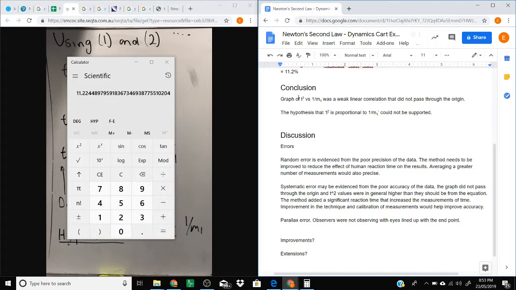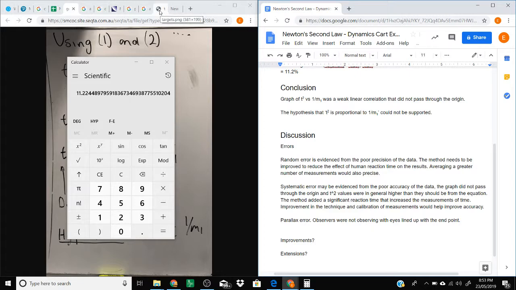Okay, conclusion. A graph of t-squared versus inverse mass showed a weak linear correlation that did not pass through the origin. The hypothesis that t-squared is proportional to 1 on m could not be supported. So I'm not saying it's not true, just that the evidence isn't there. It's not strong enough. Errors. Random errors, evidenced by poor precision of data.